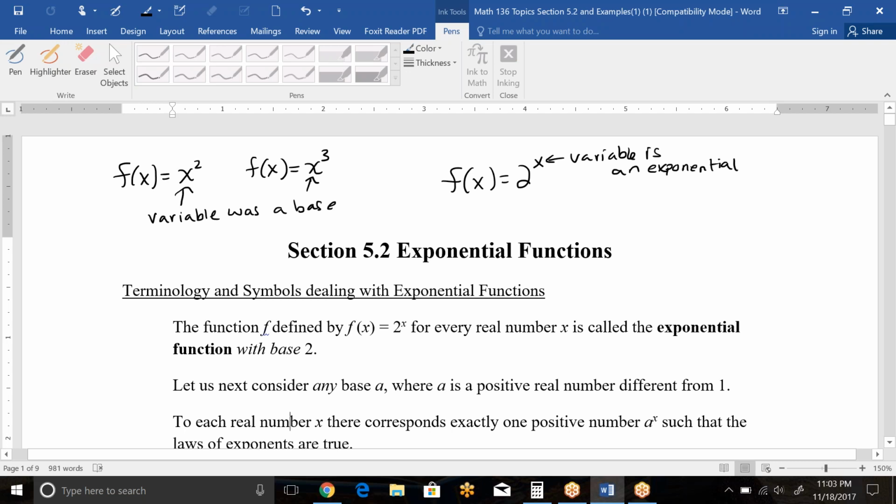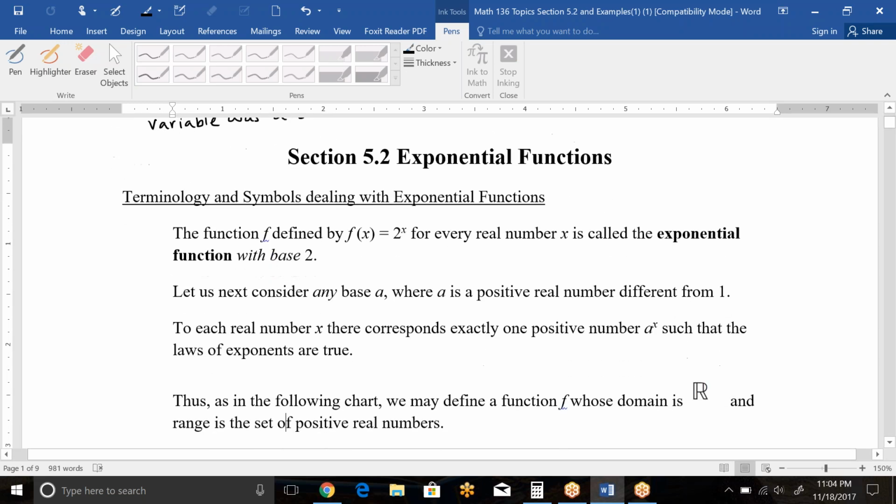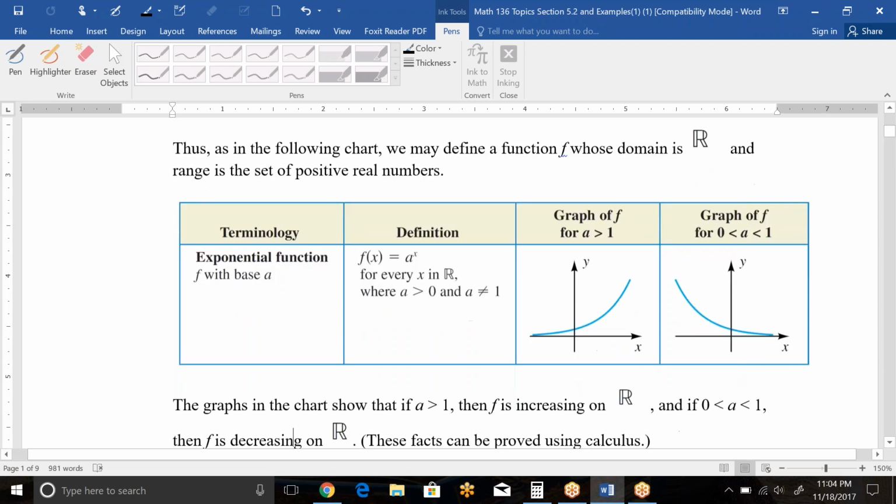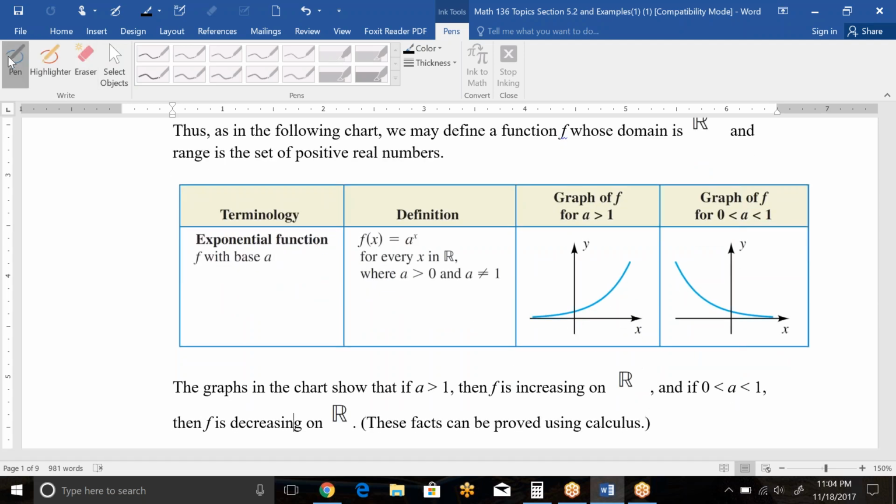So for us, we don't talk about base 1 or base 0. It's going to be something other than that, so like a fraction or something bigger than 1. And then x is going to be an integer of some kind usually, or it can even be a real number if you want. It can be any number in the real number line. So the domain of an exponential function is going to be negative infinity to infinity. We can plug in any real number on the number line for that exponent.